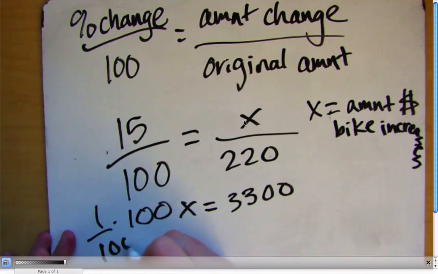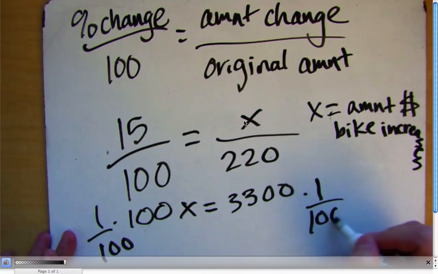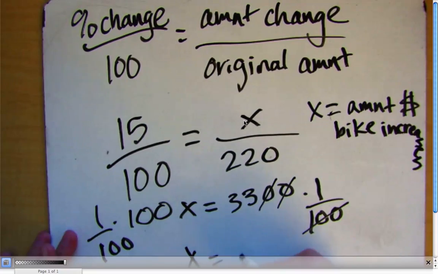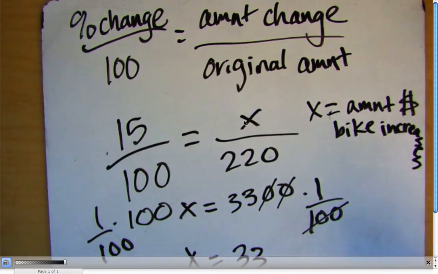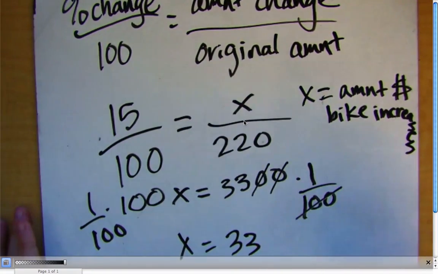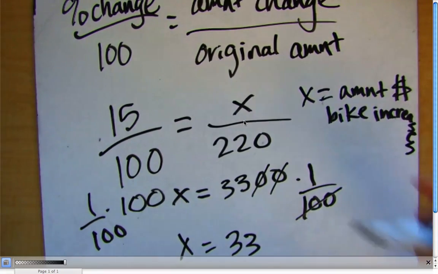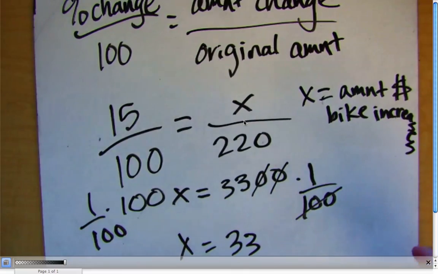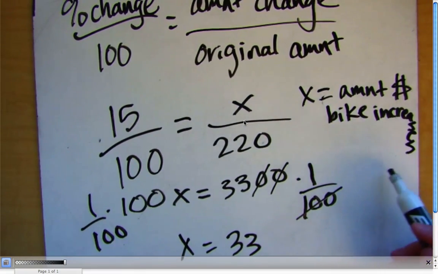Remember, when you are dividing by 100, the shortcut is we can just knock off those two zeros, right? So x is going to be 33. Again, 33 is not the new price of my bike. That doesn't make sense. The price went up. It was $220, so how could it go up to $33? That'd be going down. Instead, that's the amount the bike increased.